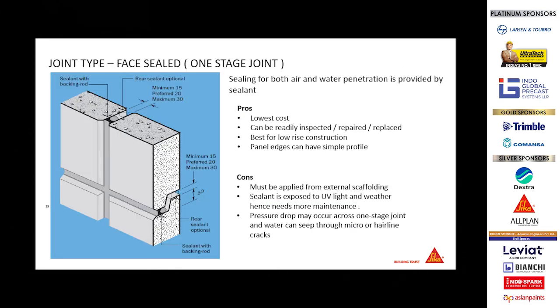Now, how precast joints are usually sealed in India is face sealed one stage joint. That external sealant provides a barrier against air and water penetration. Plus point, it can be done at lowest cost. It can be readily inspected. Best for low-rise construction. Panel edges have a simple profile, and for a dimension of 20 by 10, it would be less than 80-90 rupees per running meter material cost. Cons, you require external scaffolding and the sealant is exposed to UV light, and in case there is a failure, it will lead to leakage. You don't have redundancy built in.